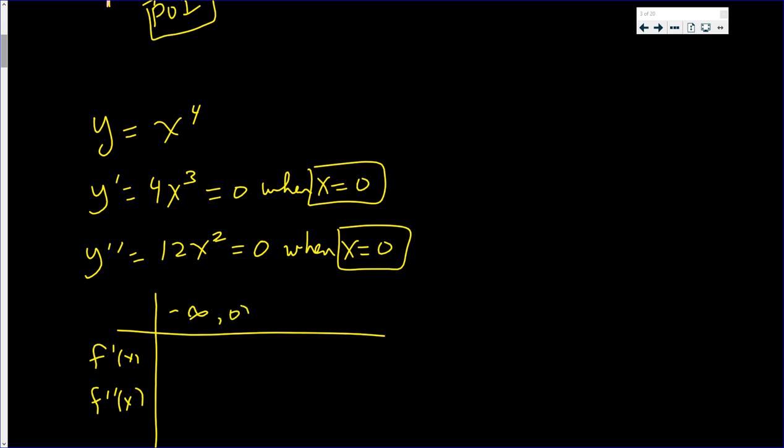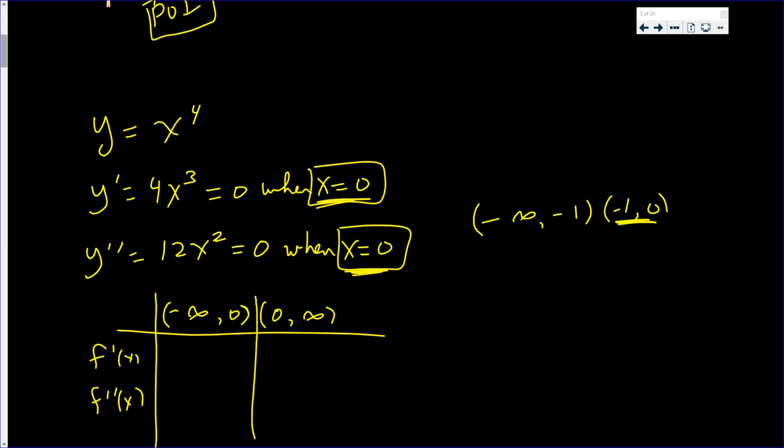Okay, so we look at the interval to the left of 0, which happens to be negative infinity to 0. It could have been negative infinity to negative 1, and then negative 1 to 0. So I would talk about that interval. And the interval to the right of 0 is 0 to infinity. Only because there were no other values that made the first or second derivative 0. Okay, let us look at this.